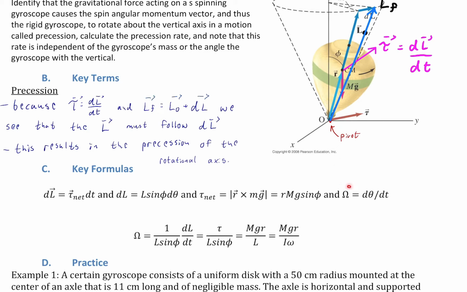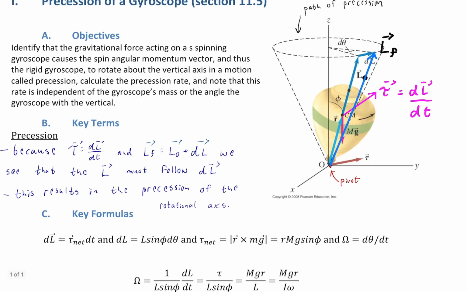Okay? And notice what letter this is. It's just uppercase omega. Okay? But that's the only time we use uppercase omega for motion, is for the rate of precession, distinguished from the rate of revolution. Okay? And that's just d theta over dt, which makes sense because it's just going to be how much of this angle of this circle, which is the precession circle, the path of precession, is covered in a certain amount of time.